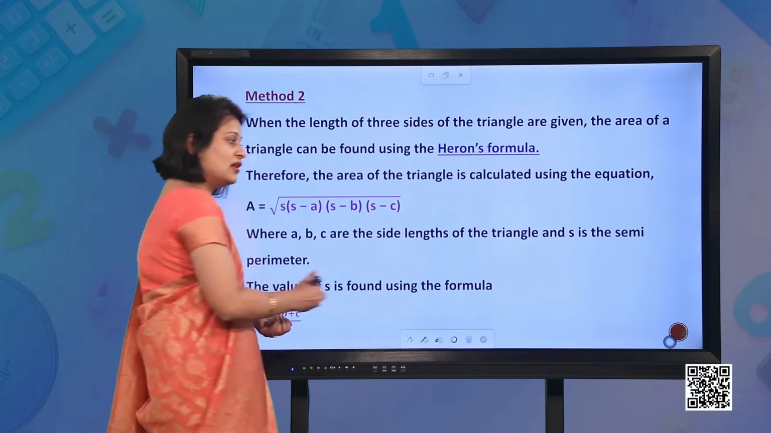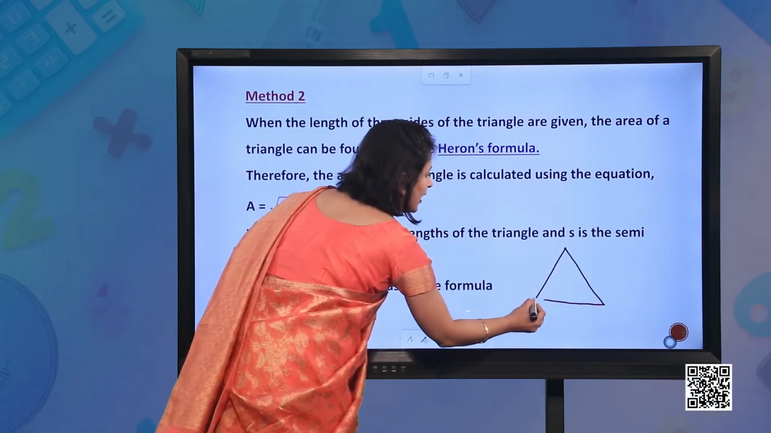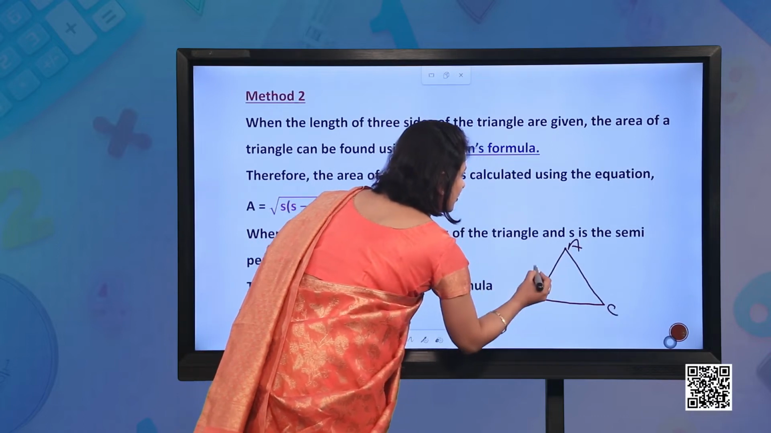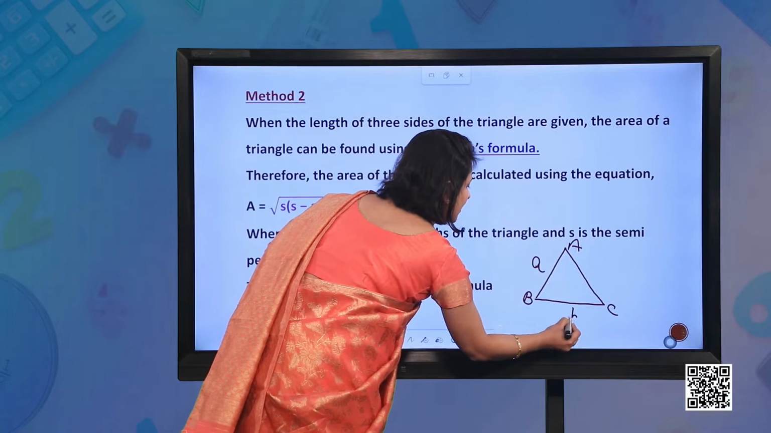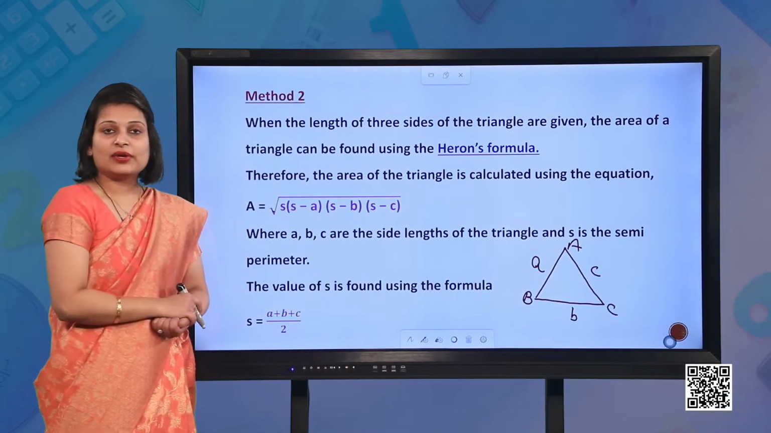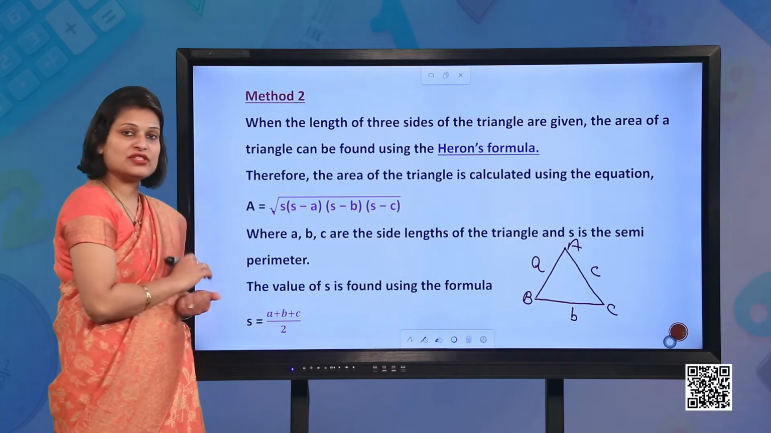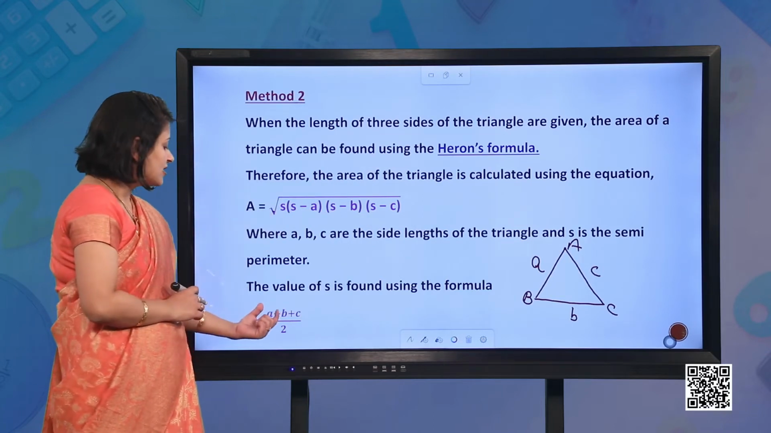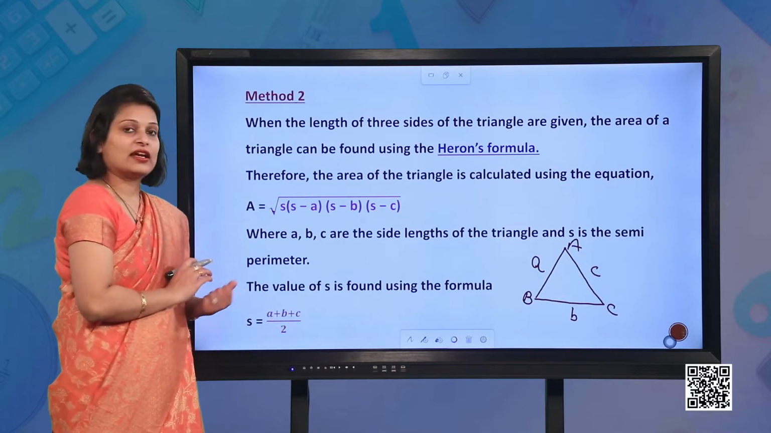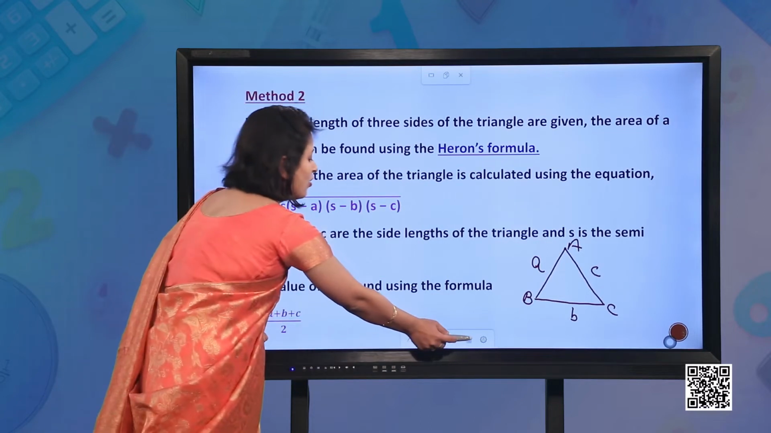Again we have to consider a triangle whose side lengths are given. Suppose this is A, this is B and this is C. So you can easily calculate the area by using Heron's formula. First you have to find S, which is the semi-perimeter, meaning you add the lengths of the sides and divide by 2. You will get S. Simply substitute the values, and you will get the area of the triangle.